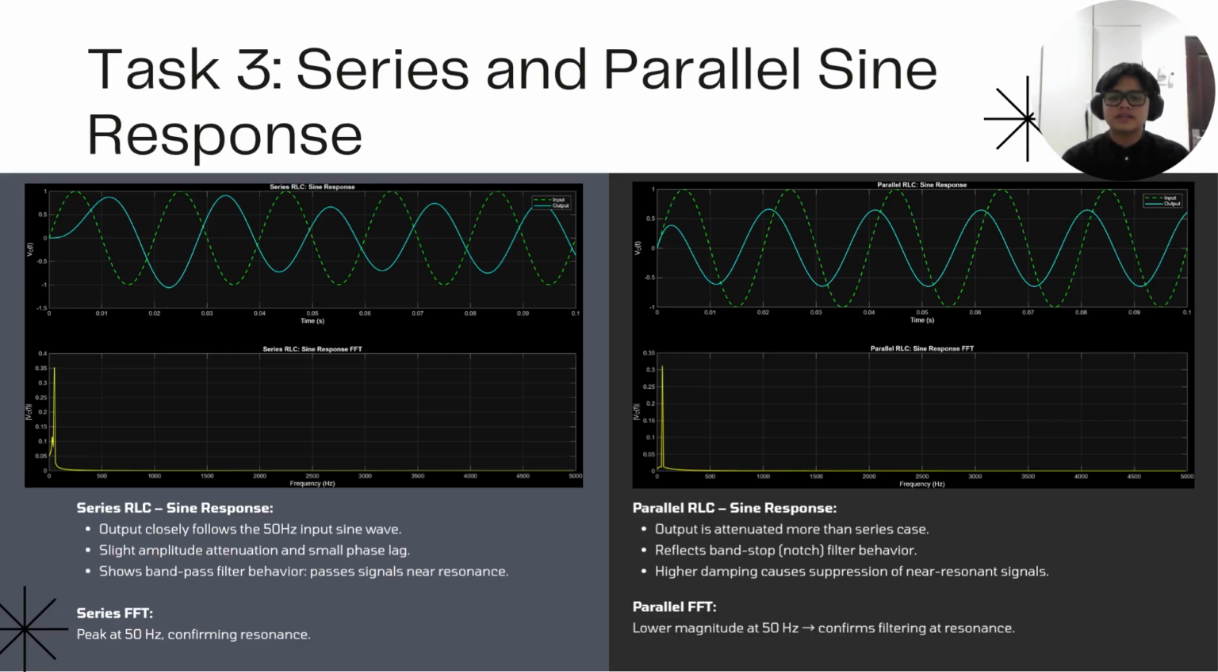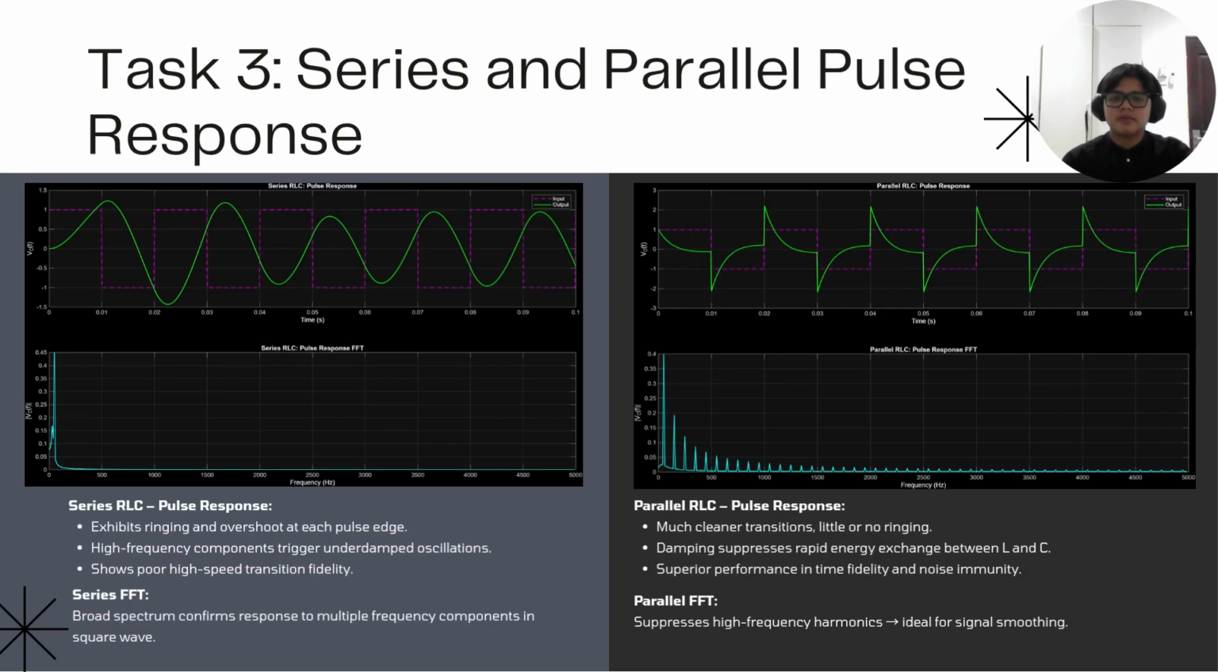For the sine wave, the series RLC tracks the input closely with slight attenuation, behaving like a bandpass filter. The parallel circuit attenuates the sine wave more, showing bandstop behavior by suppressing signals near resonance. Moving on to the pulse response, the series circuit shows clear ringing at each transition, and its FFT reveals strong high-frequency activity. On the other hand, the parallel RLC gives a much cleaner output with smooth edges and better suppression of harmonics. This makes it better for signal smoothing.